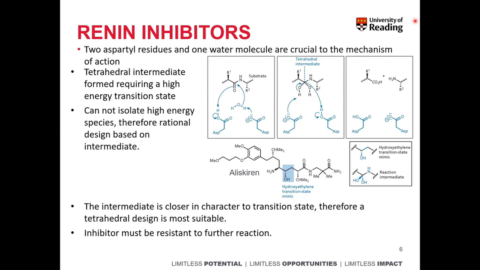We want the mimic to stop the reaction, and to do that it has to be resistant to any further reaction as well. So this aliskiren is the transition state mimic that prevents this reaction from happening. Once it's bound nearly irreversibly, it stops the reaction from occurring. It stops the enzyme from turning over and stops this reaction taking place. And this is just one example of how transition state mimics or transition state analogues can function as inhibitors of enzymatic activity.